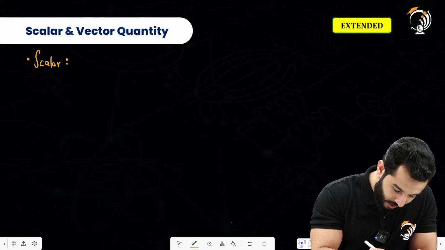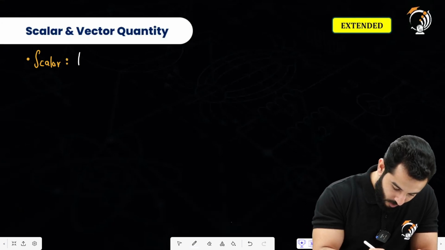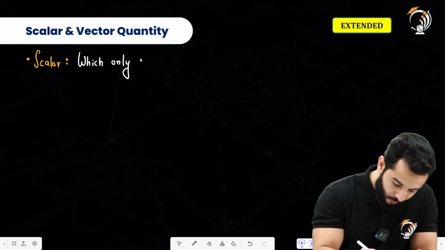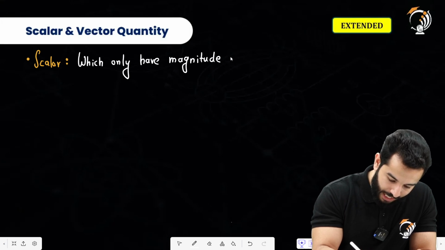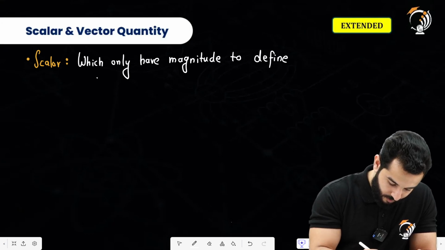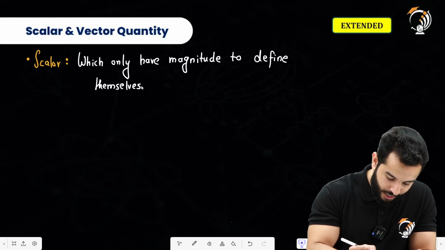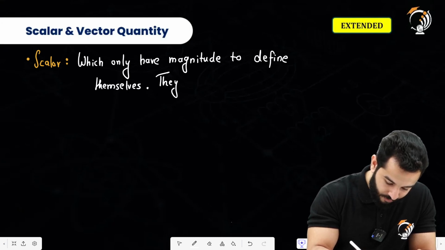So scalar quantities are those quantities which only have magnitude to define themselves, right? Or in other words, we can write they don't have direction.